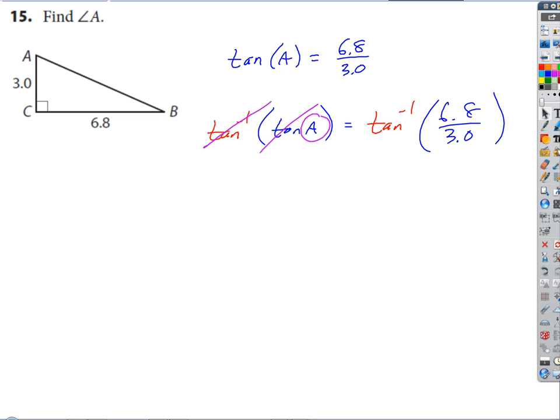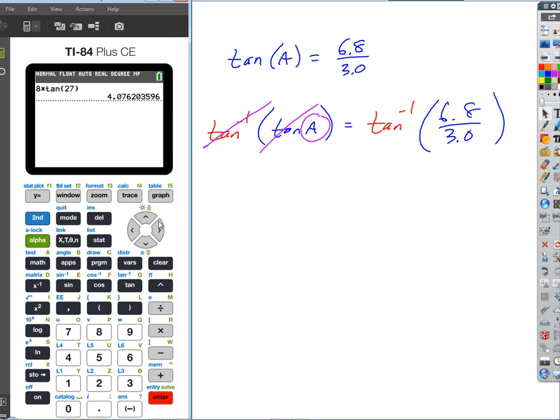So how do we do that on a calculator? Not a big deal. Notice that behind the sine, cosine, and tangent are the inverse functions, right? So we hit second tangent, and then we're just going to put in the ratio 6.8 divided by 3.0, and it's going to give us back that answer. What are the units of that answer, do you suppose? Degrees. Yeah, right, because an inverse tangent does the reverse of what a tangent would do.